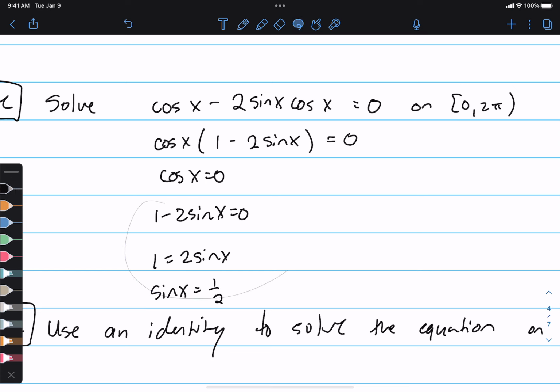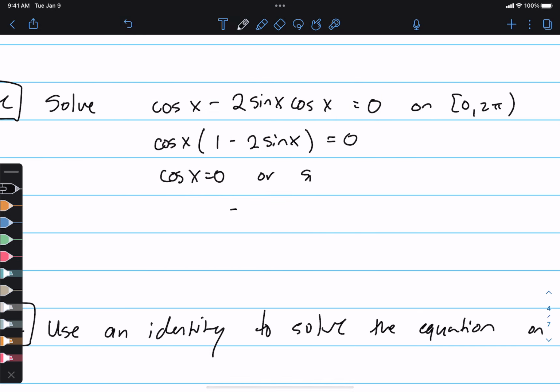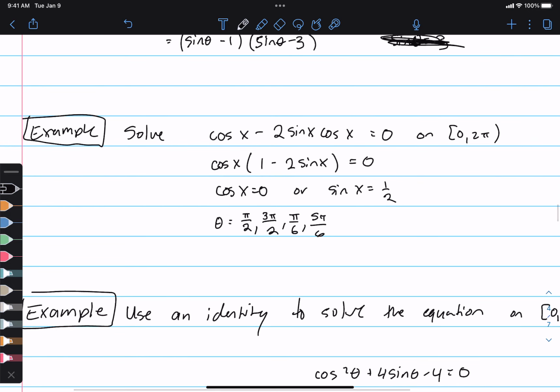So I'm going to put that down: cosine of x equals 0, or sine of x equals 1/2. And again, look on your unit circle for all the values that give this. So theta is either going to equal, for the cosine values, pi over 2 or 3 pi over 2, and for the sine values, we're going to get pi over 6 or 5 pi over 6. And these are all the values that work, okay?